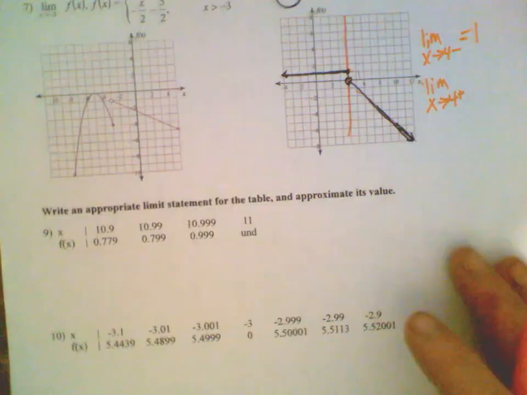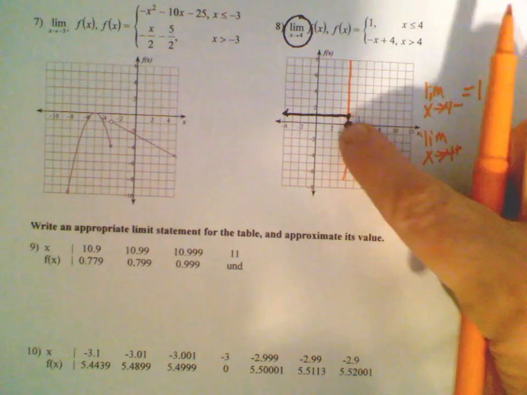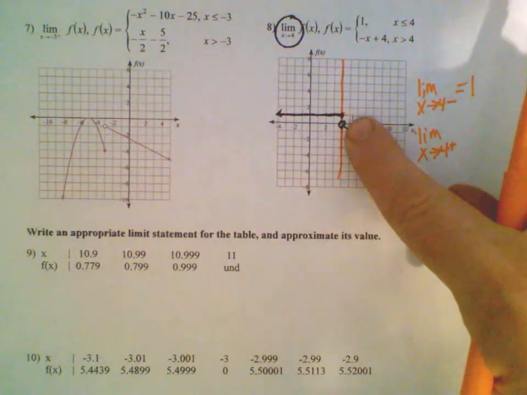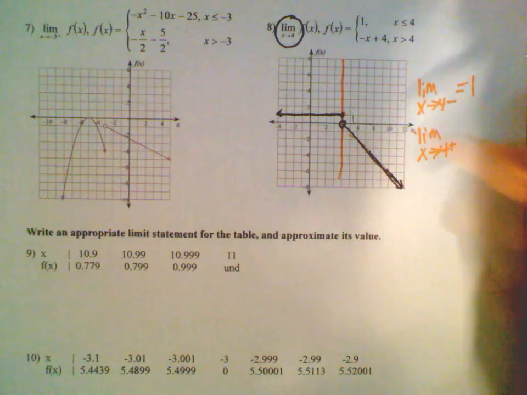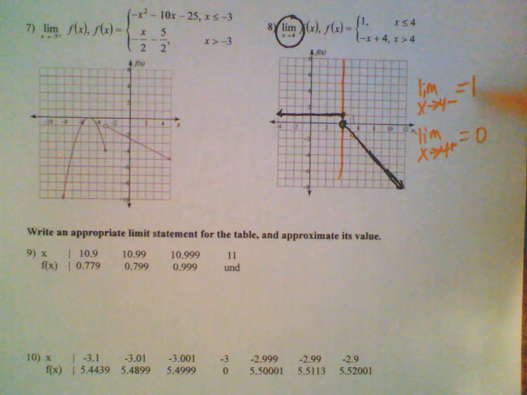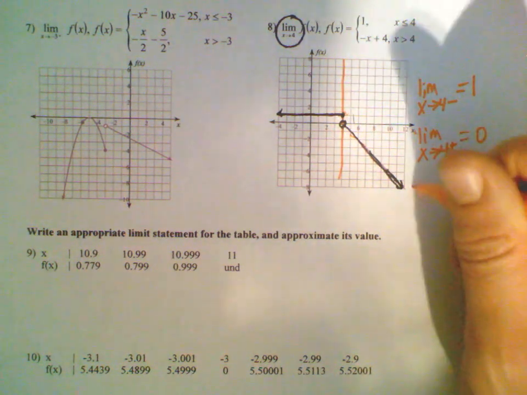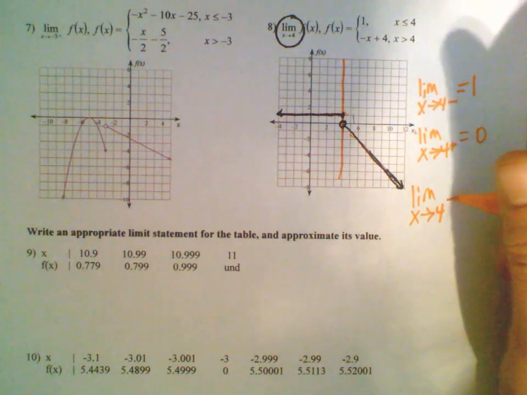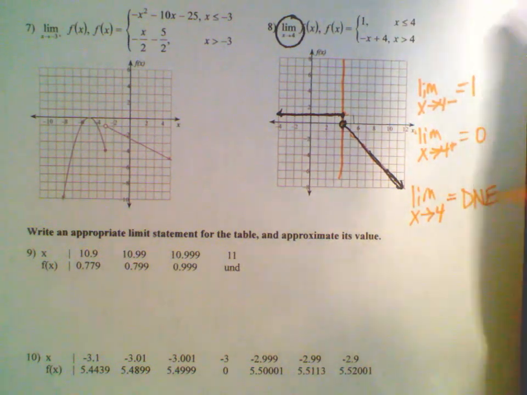A lot of people mix it up, like, yeah, but I'm going left. That's not what it's saying. It's saying I'm coming from the right hand side. I'm on the right hand side of the function, and on the right hand side, it looks like it's going to 0. Again, because these two things don't match, we say the limit as x approaches 4 does not exist.